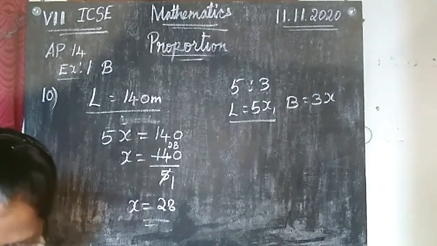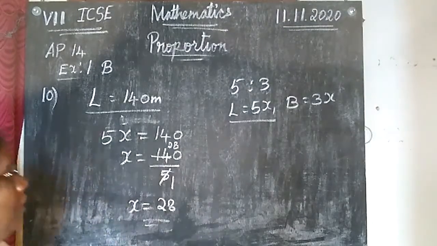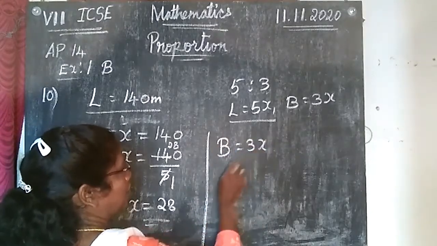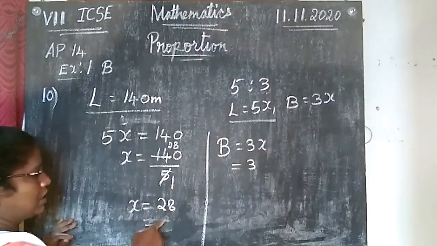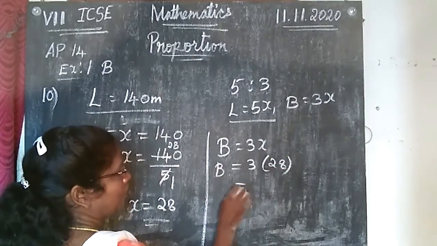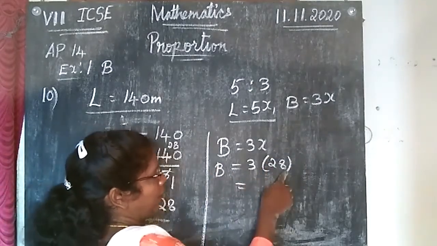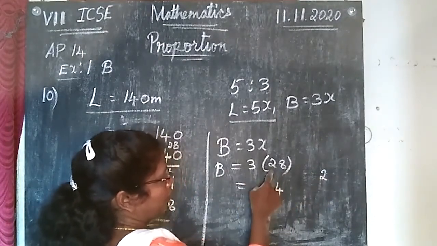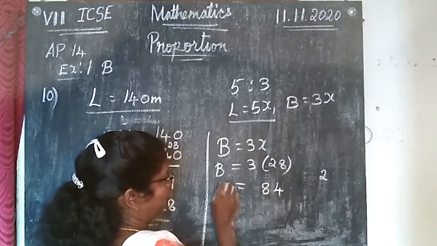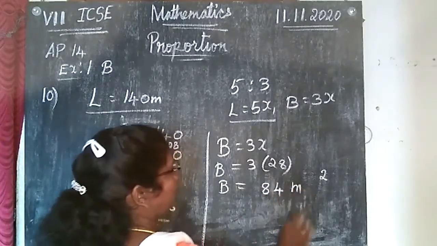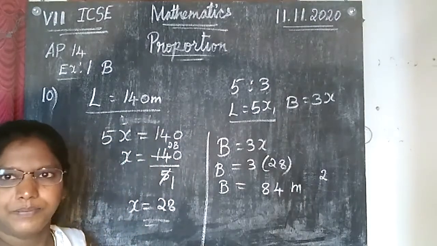What is the value of B then? Breadth, B is equal to 3x. Let's substitute the x value here. What is x here? 28. So 8 3s are 24, 2. 3 2s are 6. 6 plus 2 is 84. So my value is breadth is equal to 84 meter.